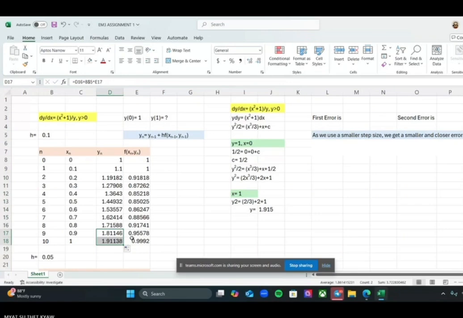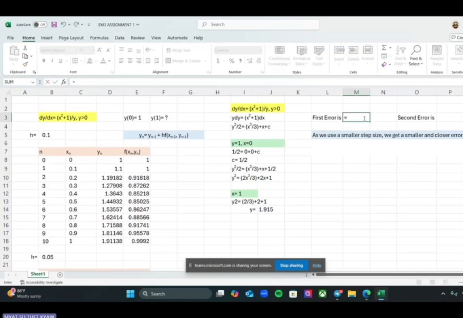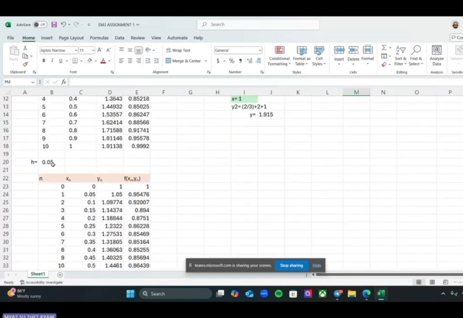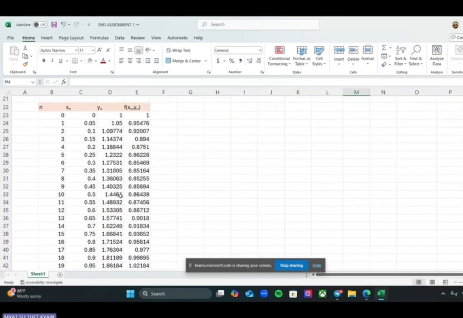Now we get our y value 1.91138 at x equal to 1. As you can see, the estimated y value and our actual y value is a bit different. The difference between them is called the approximation error. Now we will calculate our error. I will subtract these two. This is the value I got, 0.00362.